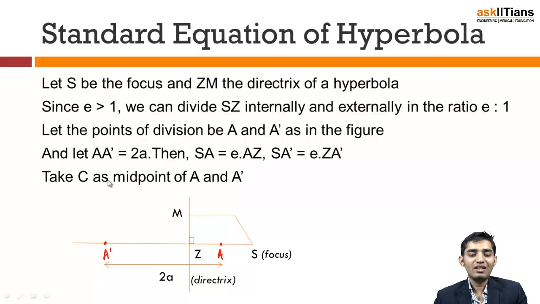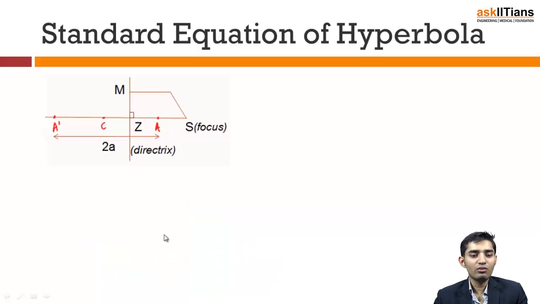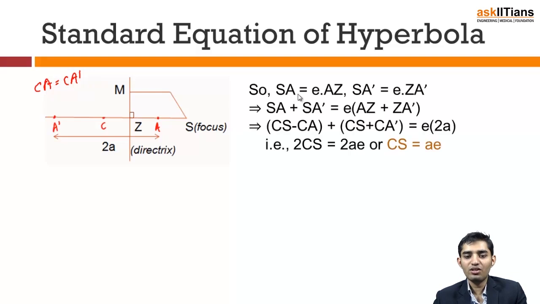Now, take C as the midpoint of A and A dash. So let me take point C here somewhere, which is the midpoint of A and A dash. So this is the diagram that we have. This is the focus, this is the directrix. A and A dash are dividing SZ internally and externally in the ratio e is to 1. C is the midpoint of A and A dash, so I have CA equal to CA dash. Now, this is equation 1 and this is equation 2.